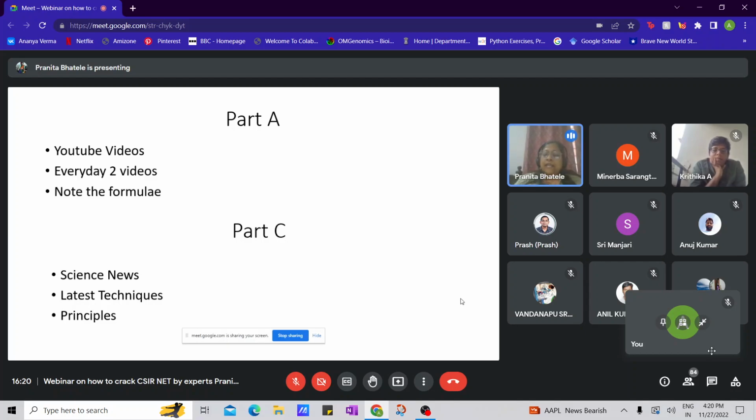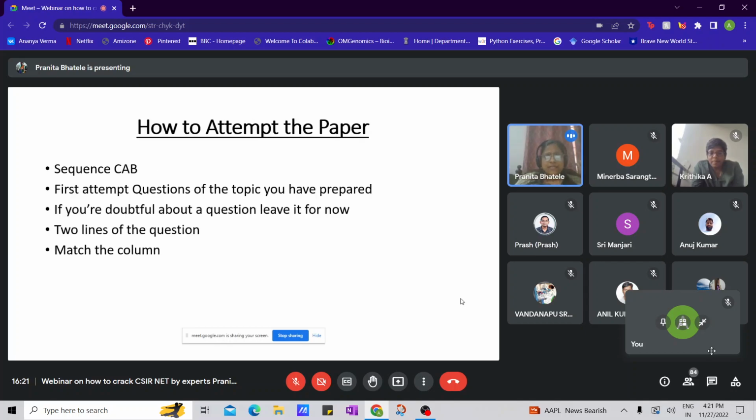And in part C, there are also some match the columns questions, which sometimes are very easy, sometimes they are tricky, but sometimes you can solve them. Like if you know two of them or three of them, you can solve it even if you don't know the fourth one. Actually they are making the options very intelligently, but sometimes if you are lucky, if you know two of them, you can get the answer. So that is one thing.